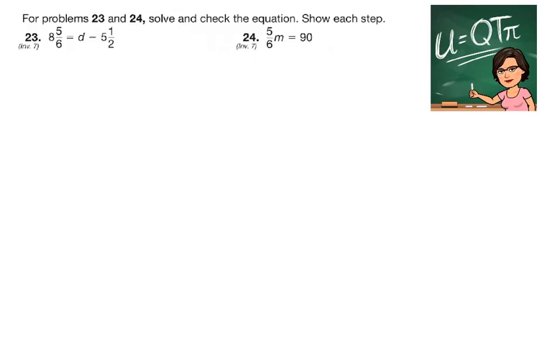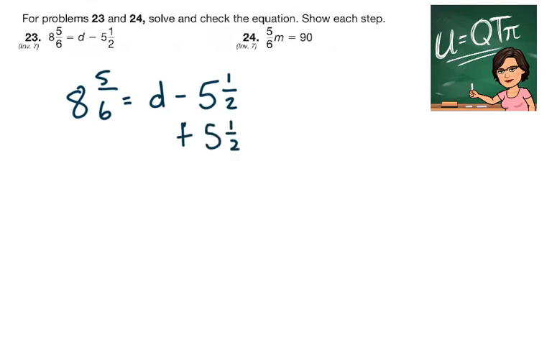For problems 23 and 24, solve and check the equations, show each step. So we have 8 and 5/6 equals D minus 5.5. So I need to get rid of the 5.5 next to the D, right? And I'm going to do that by doing the opposite of subtract. We're going to add 5.5, and what we do to one side, we have to do to the other. So we're going to end up plus 5.5.